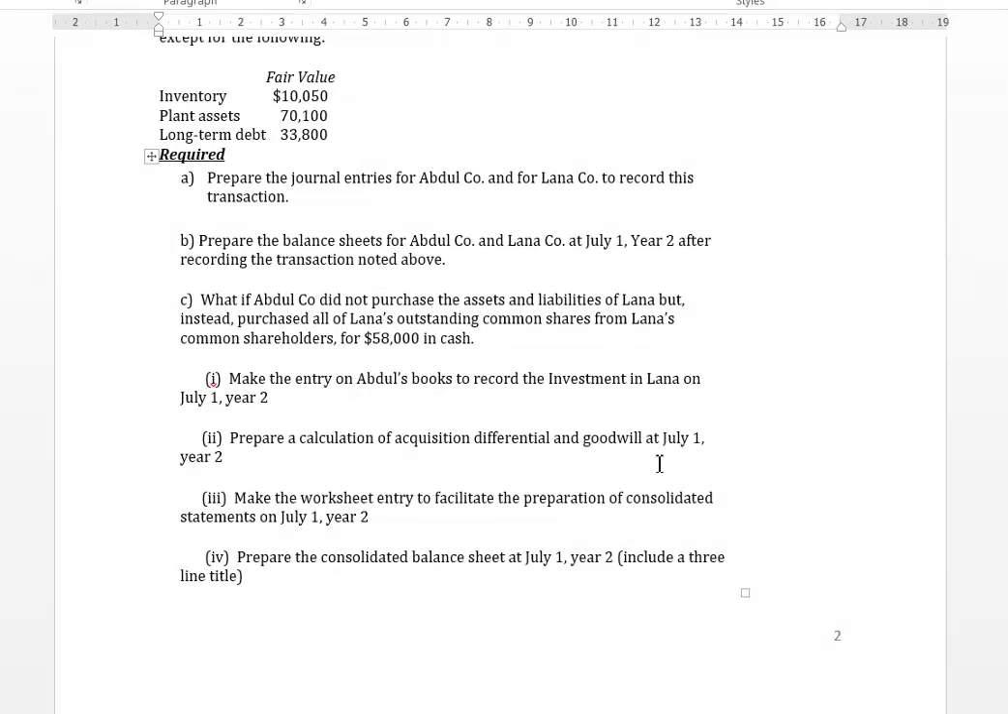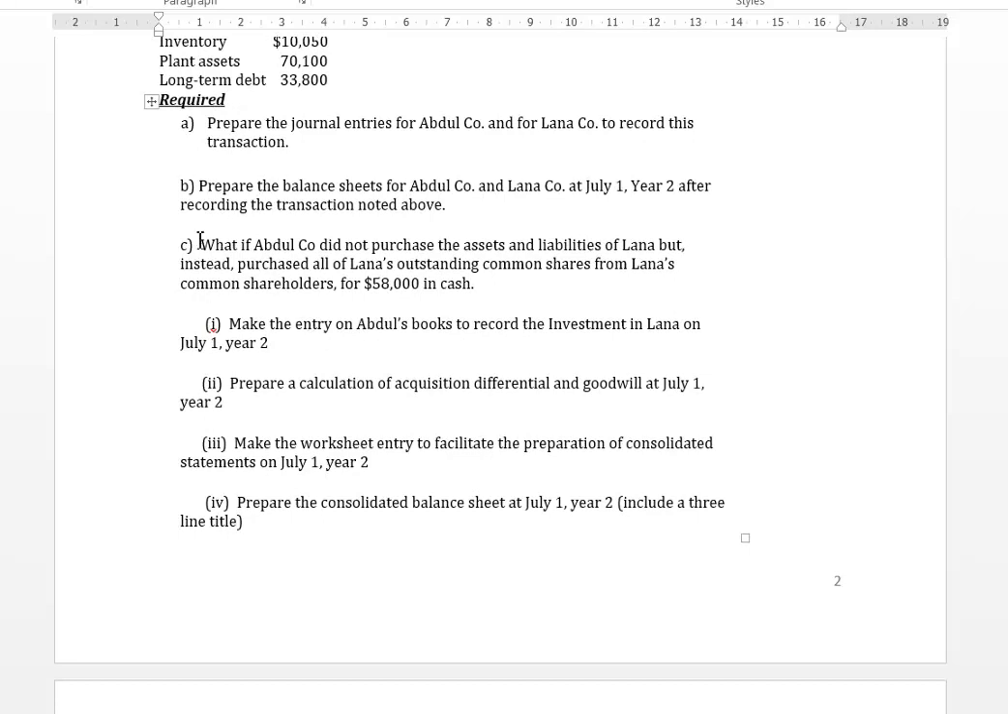Now we're going to come back to the same data, but we're going to focus on part C in our second video, and assume that Abdul did not purchase the assets and liabilities of Lana, but instead they went to Lana's shareholders and bought all of the outstanding common or voting shares directly from Lana's common shareholders for $58,000 in cash. So now what we want you to do is to make the entry in Abdul's books, prepare an acquisition differential calculation, and to calculate goodwill at July 1st, the date they became related.